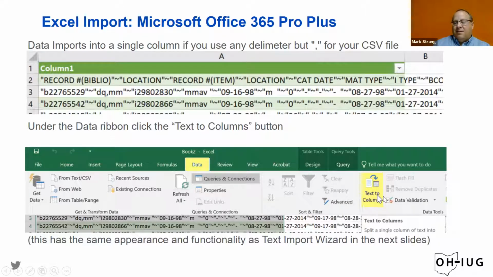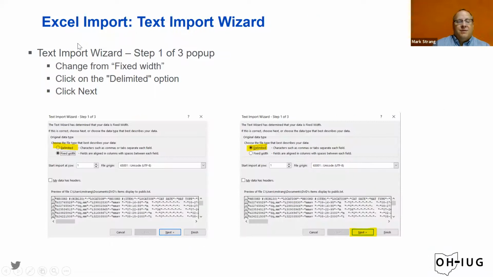Under the data ribbon, you can go to text to columns to spread this out so you have a different column for each one. The text wizard pops up. This is also the same spot where you hit it in regular old Excel 2016. It is the import wizard. So once you're at the import wizard, you change from fixed width to delimited. Click on the delimited option, hit next.